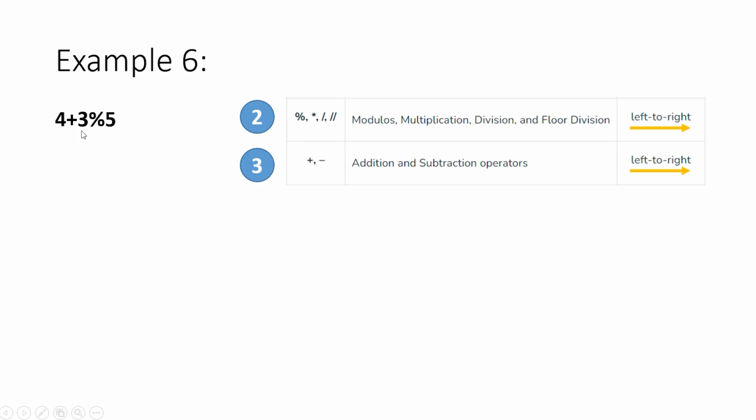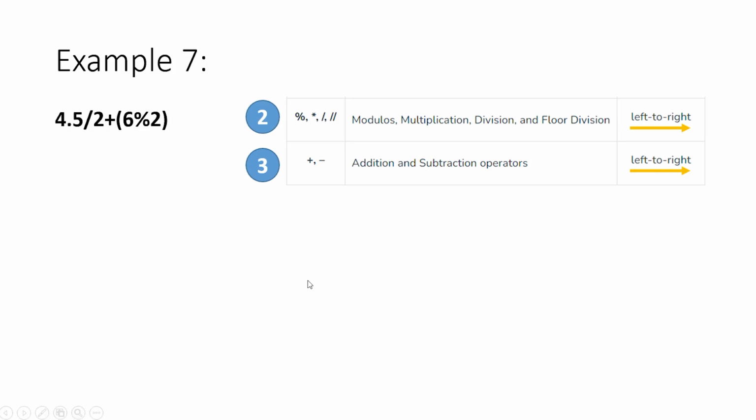So now here I am going with the expression 3 percent 5. That means 3 will be divided by 5, and since the modulus operator is going to give us the remainder, the output will be only 3, because if you try to divide 3 by 5, the remainder will always be 3, because the quotient will be 0. So 3 percent 5, the output is 3, and 4 plus 3 comes out to be 7. Let us take one more example.